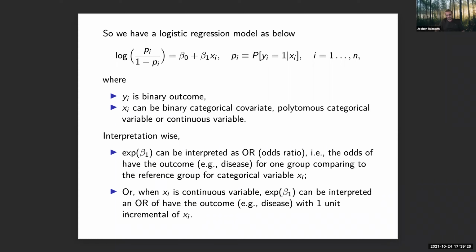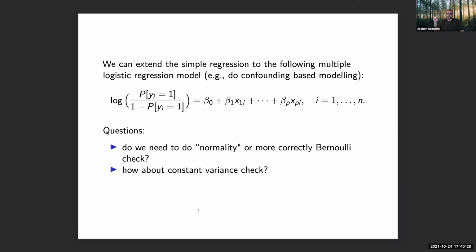And this will be an interpretation that is consistent with later occurring regression models that you may be seeing, like Cox proportional hazards model or Cox regression, which is essentially also to be interpreted in the same way, but more about this in BIOS2. Okay, so we can extend the simple regression to the following multiple logistic regression model. And this is now where it's really getting interesting.